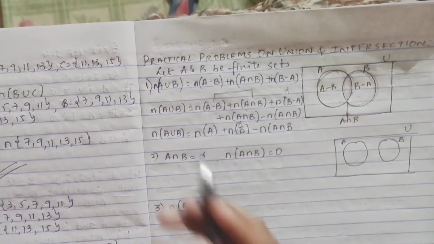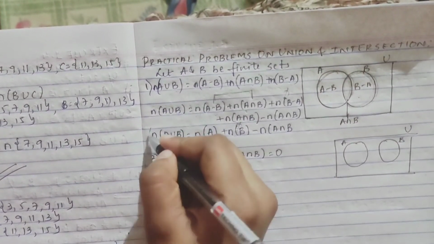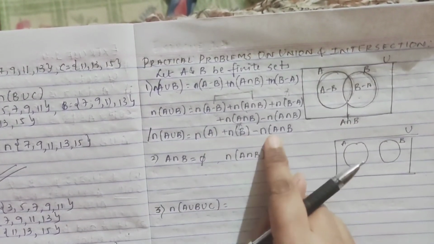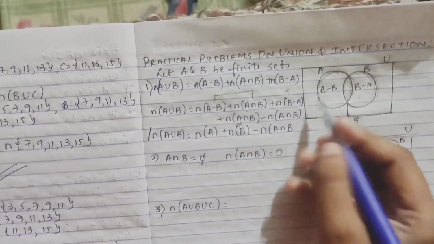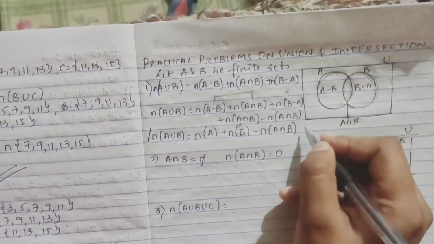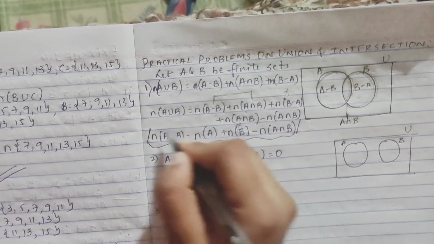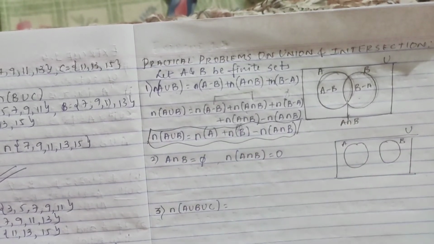You have three formulas in this. Your first formula is n of A union B equals n of A plus n of B minus n of A intersection B. Understood how it has come? Just in a simple way. So this is your first formula.